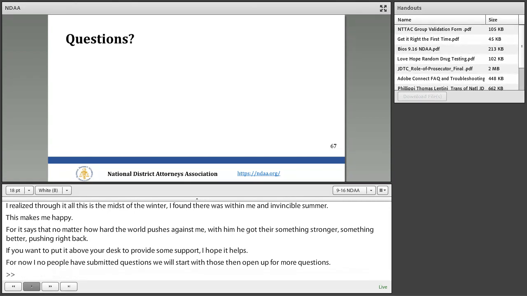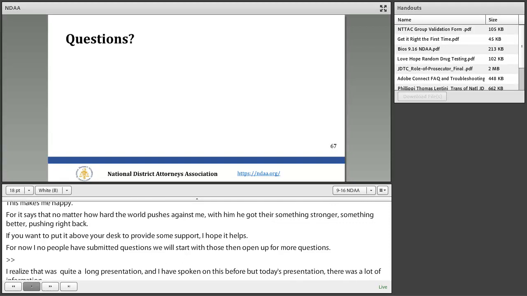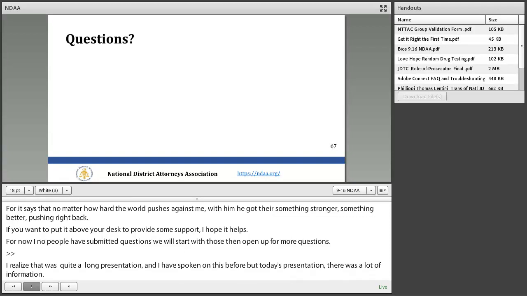So I realized that that was quite a long presentation, and I've spoken on this before, but today's presentation, there was a lot of information, and one of the things that we realized as we were preparing and we were getting all the registrations and all the questions and all the different issues that you guys are dealing with, we realized that it's probably wise to make a series out of this, because there's so many different facets to substance use disorders and adolescents.